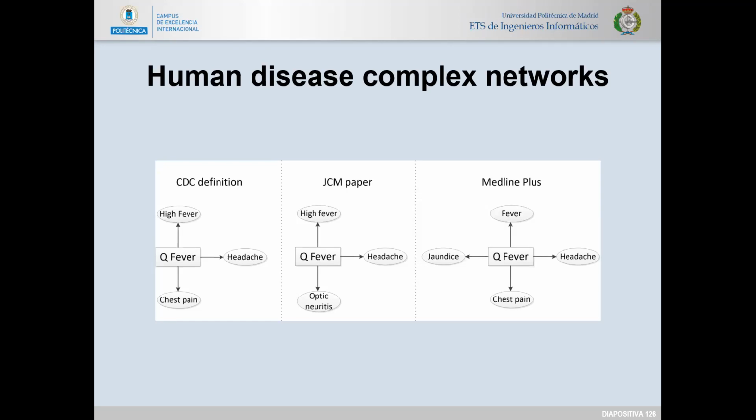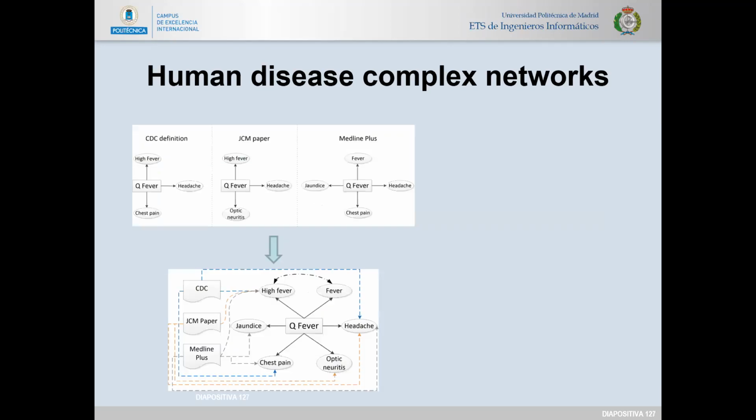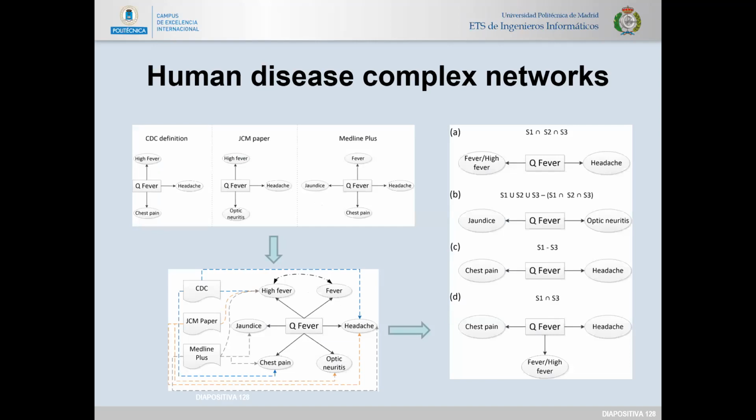And there are others, like jaundice, that only appear in one, optic neuritis only appears in one, chest pain only appears in the first and in the third, and jaundice only appears in the third. So at the end, we can define Q fever as the combination of all, the union, but each symptom came from a different source. And with this, there is something really interesting that we can do: an analysis of the definition of a disease considering several unions or intersections of the symptoms produced in the different sources.